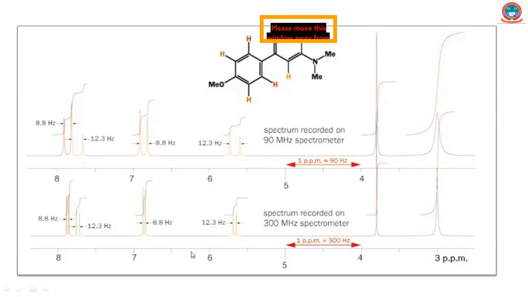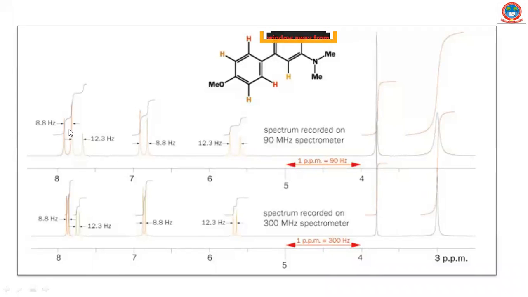If you see this, we have two spectra of one molecule. If recorded at 90 megahertz, it is 90 hertz. If this is recorded at 300 megahertz, what will the distance be from here to here? 300 hertz. So it is a very basic idea that the rating of the machine tells you how many hertz 1 ppm means. Next point, what is the value of this J?